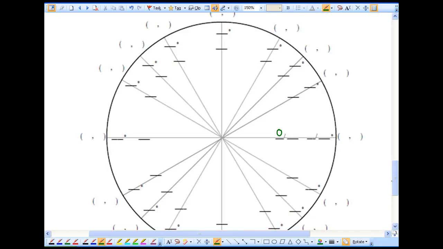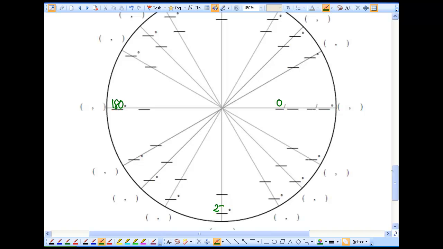0, of course, is right here on the positive side of the x-axis. Okay? I'm just going to go up to here because I know this is going to be 90 degrees. Okay? So 90 degrees. And if I keep going around to over here, this will be 180 degrees. And then going down will be 270 degrees. And then coming back around, this would be 360 degrees. Okay?